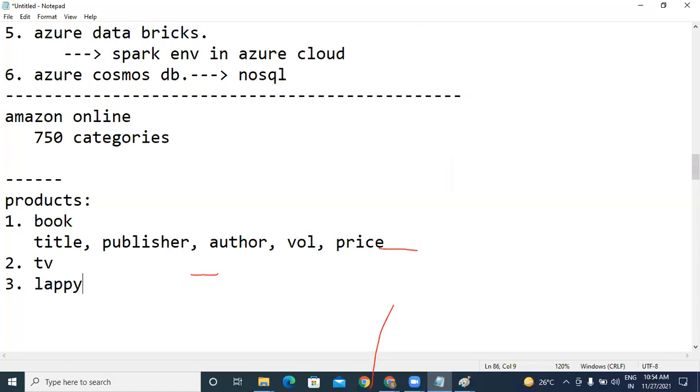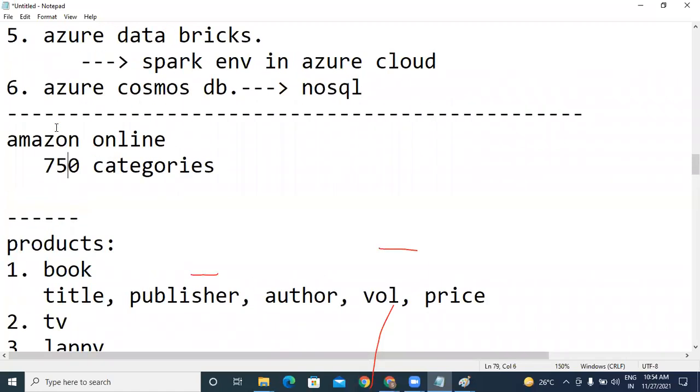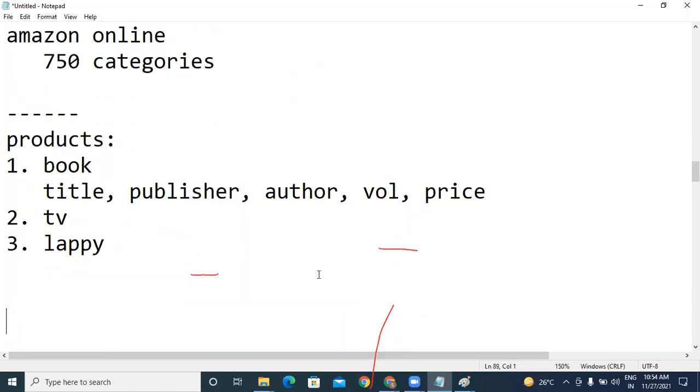In this way, if I have 750 different categories of the products, can I store these product details into one single table? Because record to record, your structure is changing. Understood? By using columnar, we can also accommodate this type of, right?